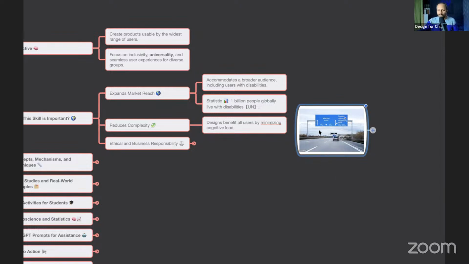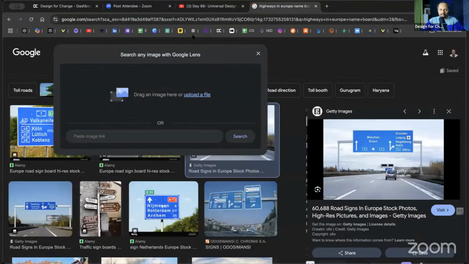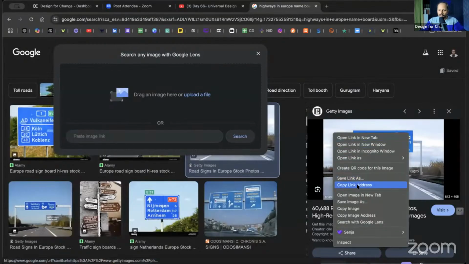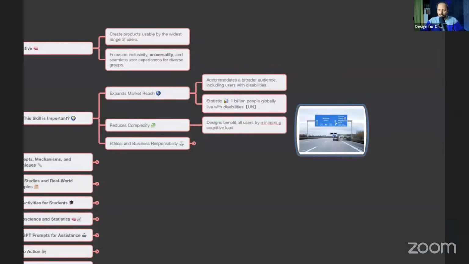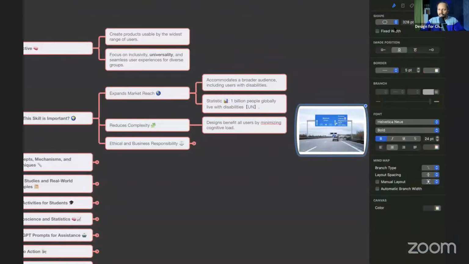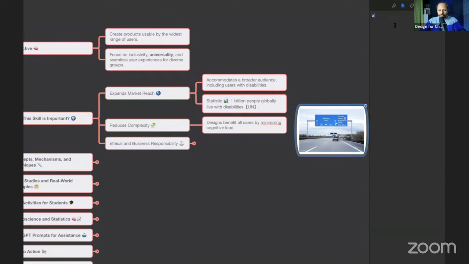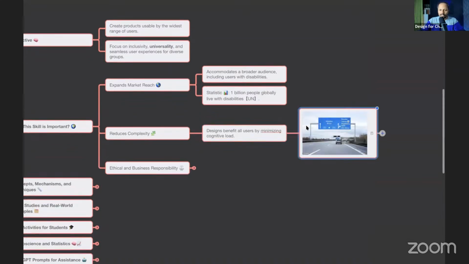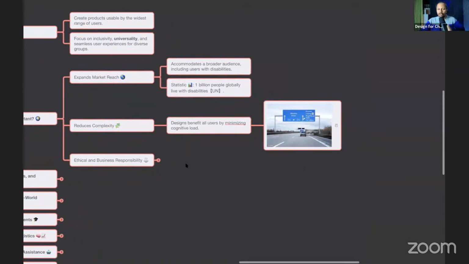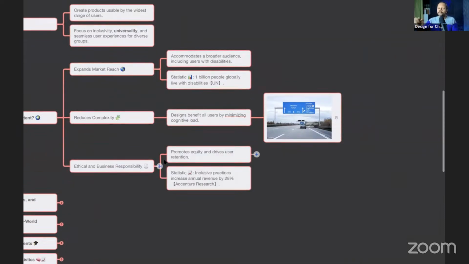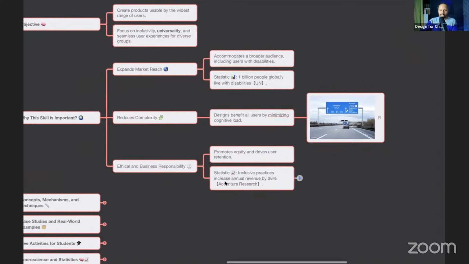There are a lot of things which a designer needs to understand with respect to the principle of universality. If you are developing the consciousness towards it, the way in which your designs turn out will be totally different. You will see that your design will be liked by most of the people. Why? Because you have understood the concept of universality, and you're trying to reduce the cognitive load of the user. Ethical and business responsibility promotes equity and drives user retention. Inclusive practices increase annual revenue by 28%. I told you, right?